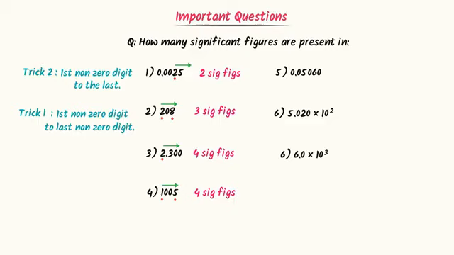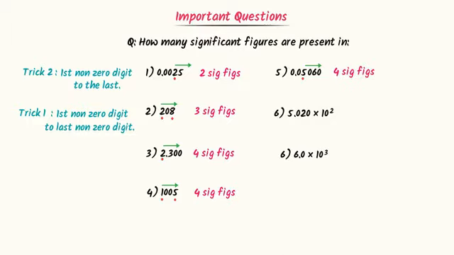The fifth number is 0.05060. Decimal point is present. So we use trick number 2. The first non-zero digit is 5. Count from 5 till the end. 5060. That is 4 significant figures.